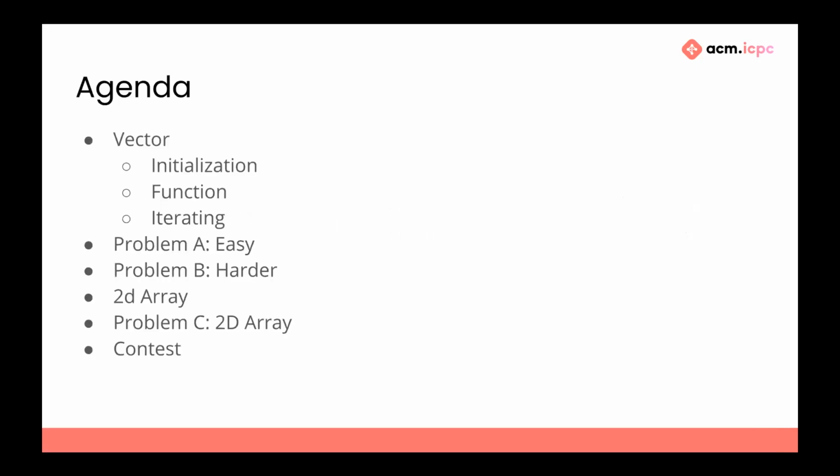Okay, so for today, we'll be talking about arrays, and specifically the vector class in C++. We'll be talking about how to initialize vectors, functions that you can use to manipulate vectors, and how to iterate through them. Then we'll be doing 2 problems using 1D vectors, and then talk about how we can create 2D arrays using vectors. Tony will be going over this section, and he'll also guide you through a problem using 2D arrays. And finally, we'll have the contest for today.